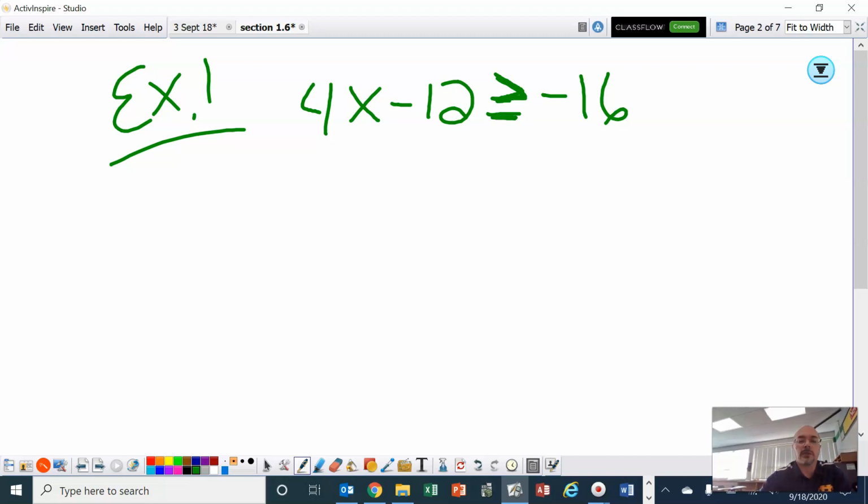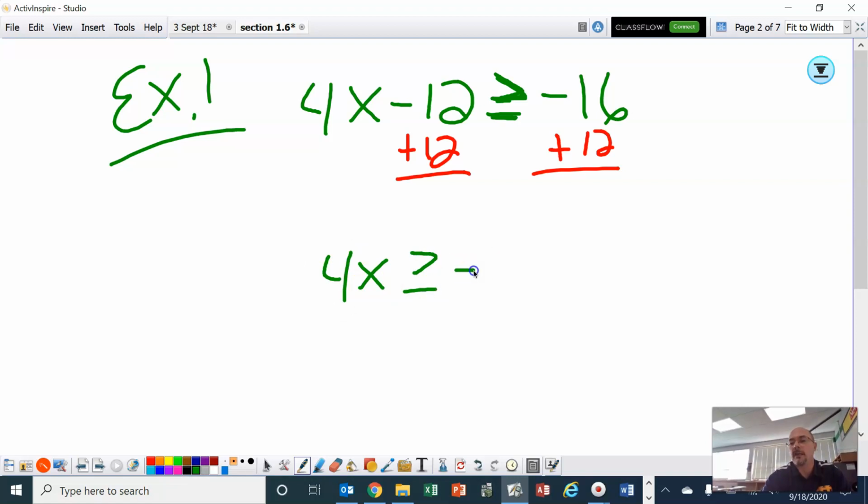All right, so we're just going to go ahead and solve that like we would an equation. We're going to add 12 to both sides. Then we have 4x is greater than or equal to negative 4. We're going to divide by the 4 that's in front of the x, and we're left with x is greater than or equal to negative 1.